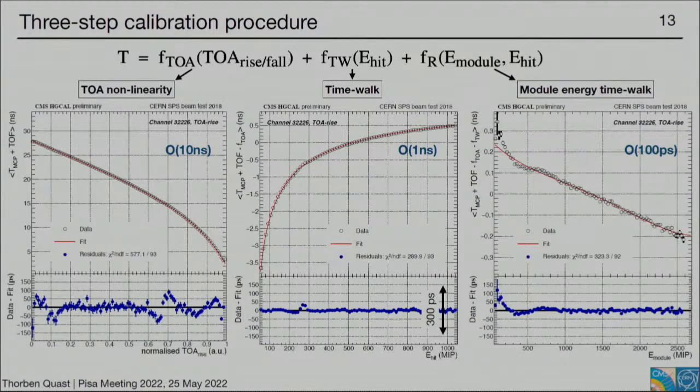And then the last term, which was a bit unexpected and which illustrates the importance of doing such test beams and such prototype tests, was actually a correlation of the time with the total energy that was deposited in one of these modules, which we interpret as a sort of baseline shift, which then affects the measured time. And this is also at the order of hundreds of picoseconds, is what we saw in the data.